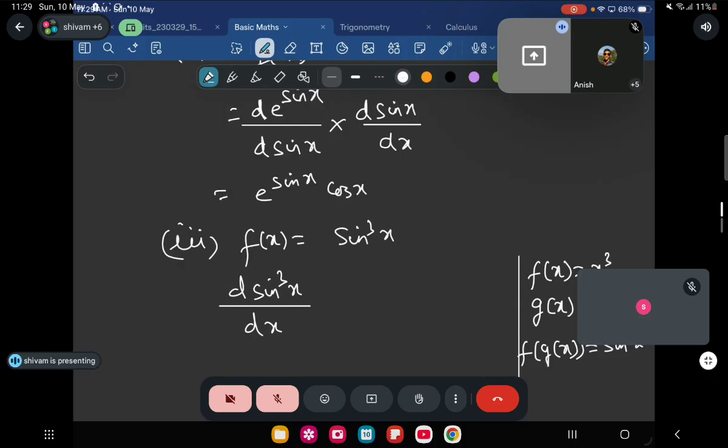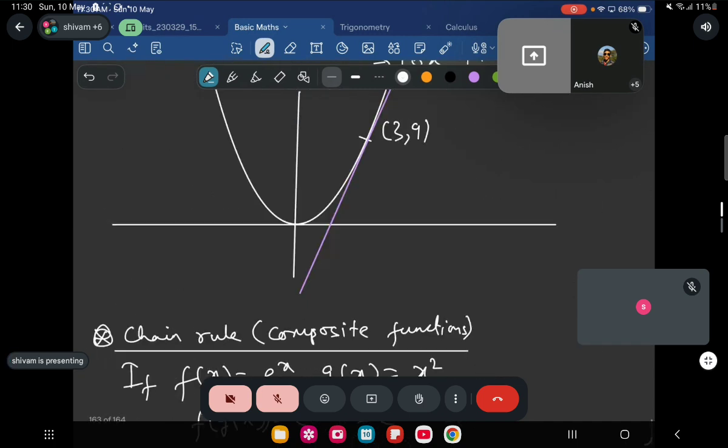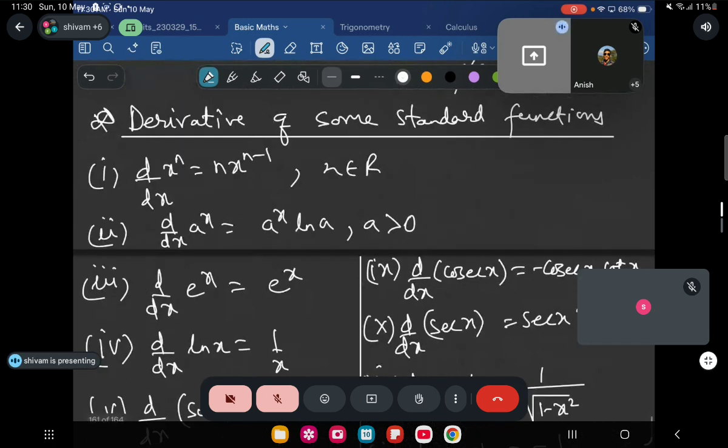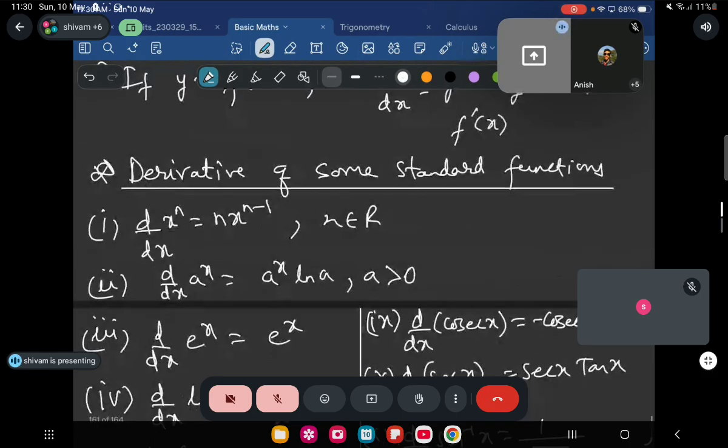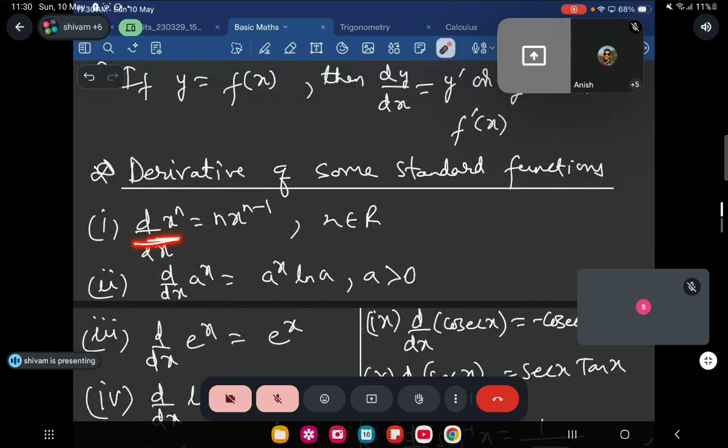Now, do we know the differentiation of sin cube x directly? What are the standard forms we know? We know these standard forms, right? We know the differentiation of sin x, but not sin cube x. So for sin cube x, first of all, you have to use this exponential form, because in this exponential form only, you have got the differentiation of x to power n. So sin cube x also, you differentiate with respect to sin x. First of all, you remove the power, you differentiate it with respect to sin x.